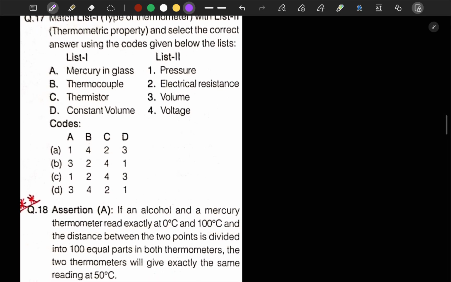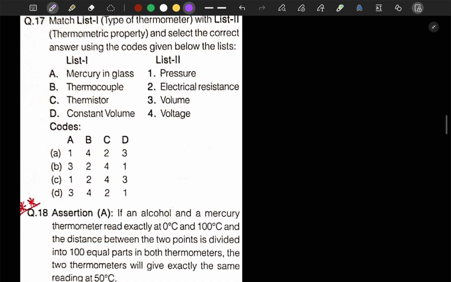The next question is to match the type of thermometer with the thermometer property. Mercury in glass, here we measure with the help of volume or length. Thermocouple is based on voltage. And thermistor uses electrical resistance, which varies with temperature. So the answer is 3, 4, 2, 1. Option D is correct.